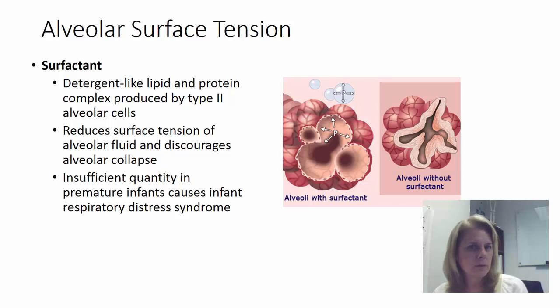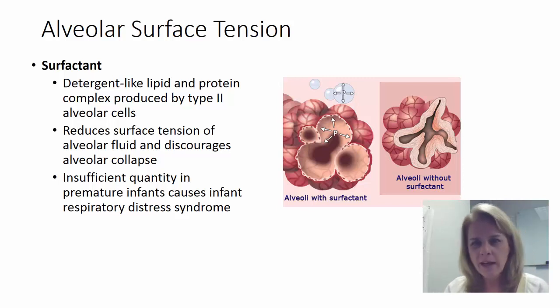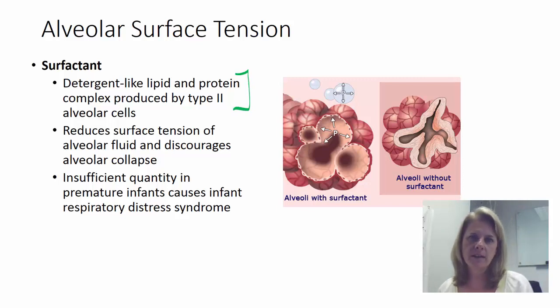The other thing is surface tension. I've talked about it a little bit before. It's basically a surfactant. It's going to line your alveoli, and it's a soap-like lipid protein complex that's made by those type 2 surfactant cells, and it reduces surface tension.